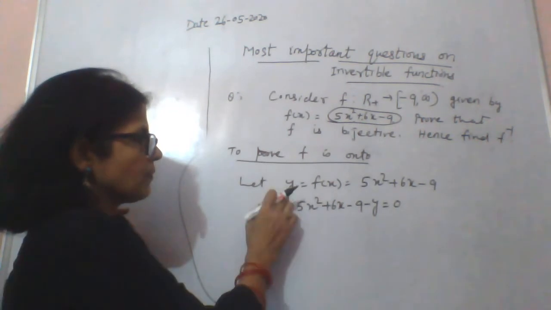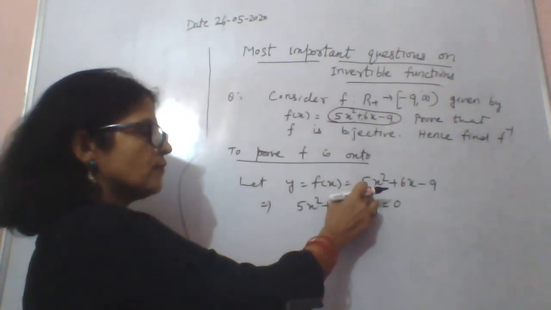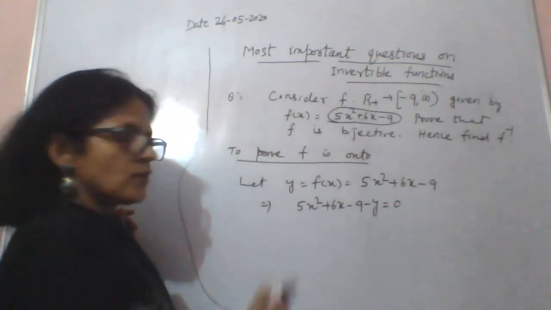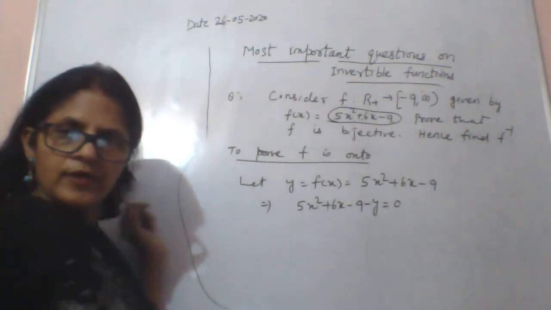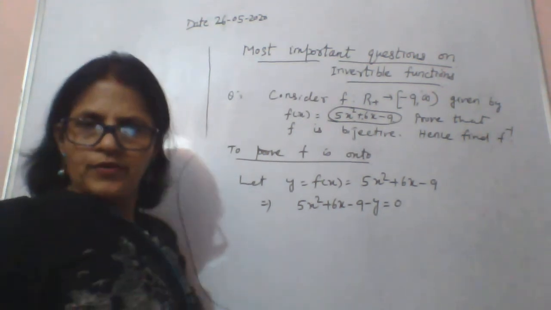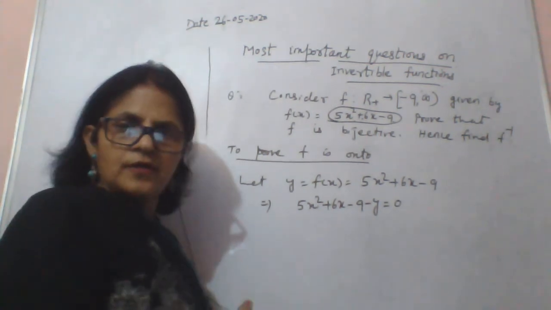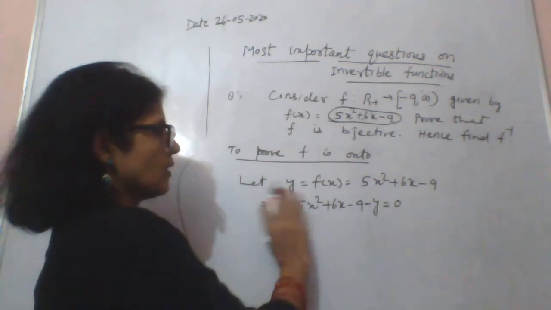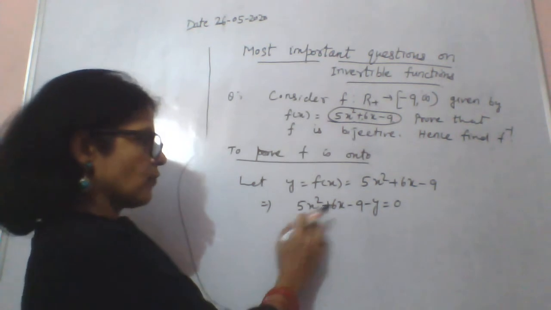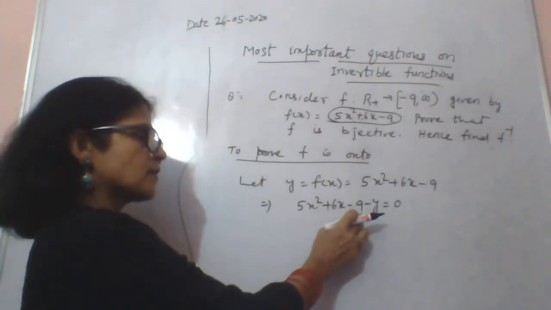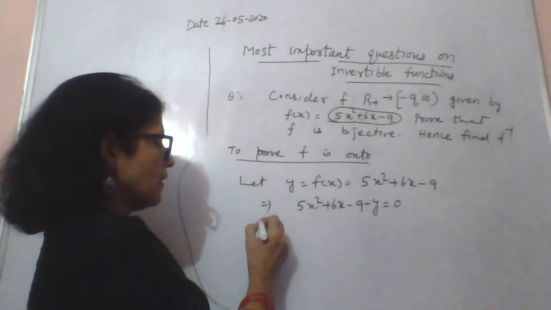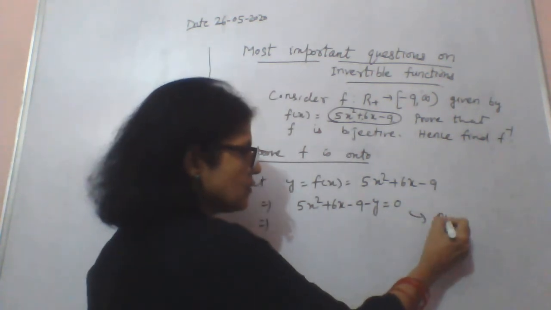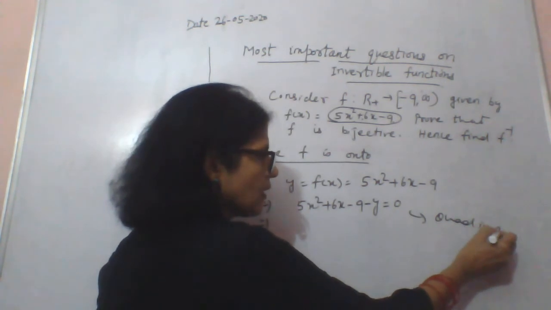So you are having y equal to f(x) equal to 5x square plus 6x minus 9. Like the previous question, whenever we are given a quadratic, we have to write it as a proper quadratic expression. So I have taken everything to one side: 5x square plus 6x minus 9 minus y equal to 0. This implies we can say this is quadratic in x.